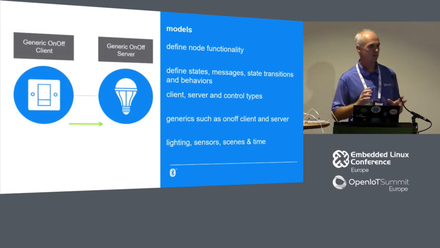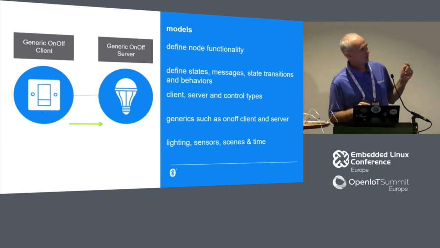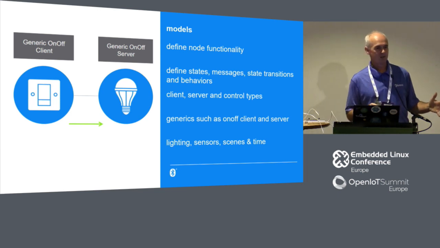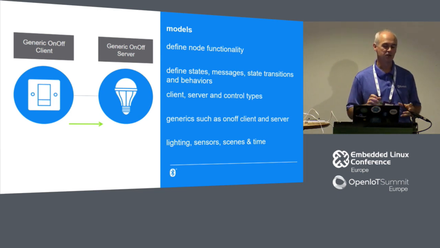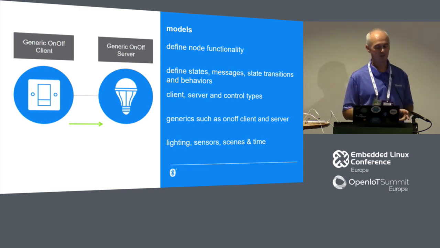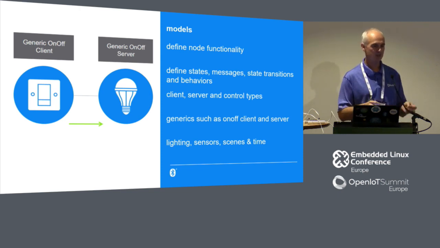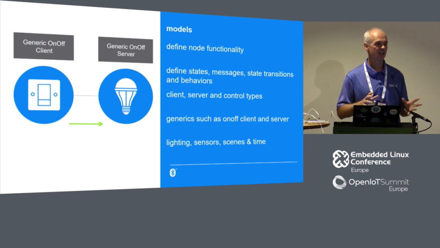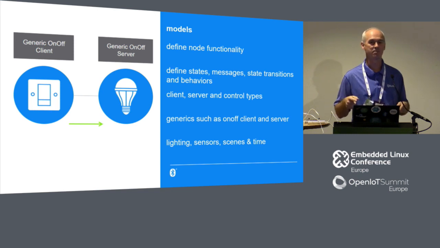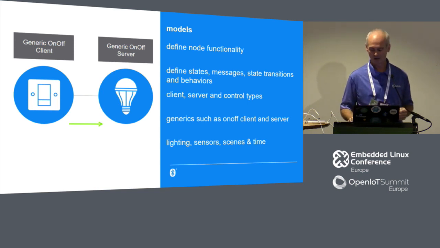Here's an example. I'm using the simplest possible ones here. I've got the generic on-off client implemented by my light switch and the generic on-off server model implemented by the lights. Yes, we have clients and servers. Clients produce and consume messages, but they don't have state. Servers have state that gets acted upon by messages that clients send. Okay, so that's the concept.